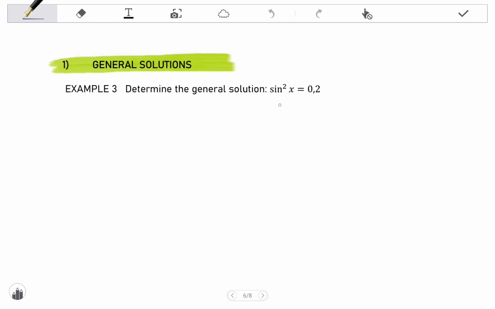Looking at a third example, we have determined the general solution to sine x all squared equals 0,2. I just want to remind you that the square applies to the whole sine x. The first step is to isolate the trig function, so I want sine x on its own. I need to square root both sides, but it's a square, so I'm going to have 2 solutions.